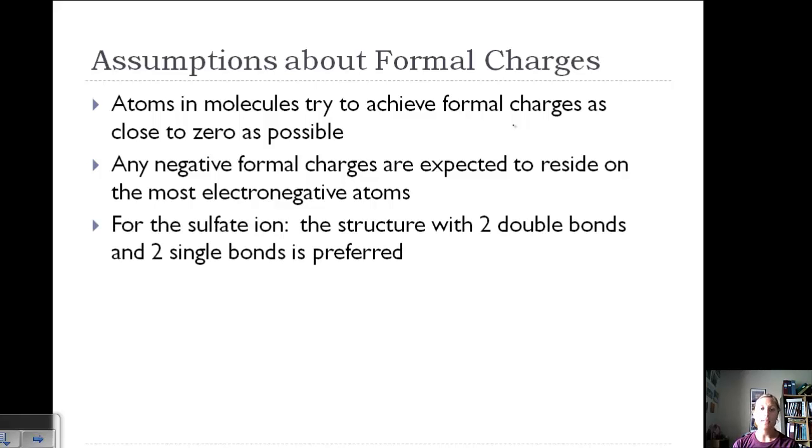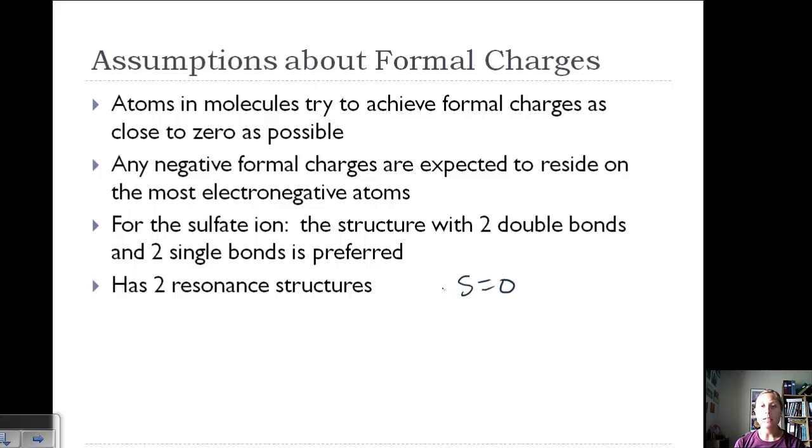And so because of these assumptions, the structure with the 2 double bonds and the 2 single bonds is going to be preferred because we had more formal charges of 0, and the ones that were -1 were on the more electronegative atom. And so that tells us that that's the more correct Lewis structure, even though they both follow the rules. And so then from there, we would say that sulfate has 2 resonance structures.